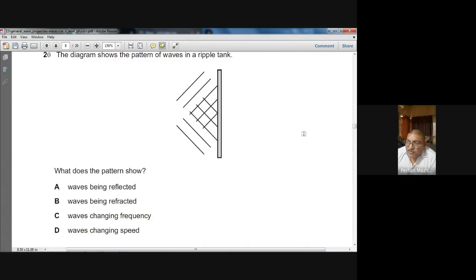The diagram shows the pattern of waves in a ripple tank. What does this pattern show? The wave fronts came, collided with that barrier, and the direction of the wave fronts has changed. The distance between the wave fronts before colliding and after colliding has not changed. So it means it's reflection. It's the reflection of waves. So A is the choice, the waves being reflected from that barrier.